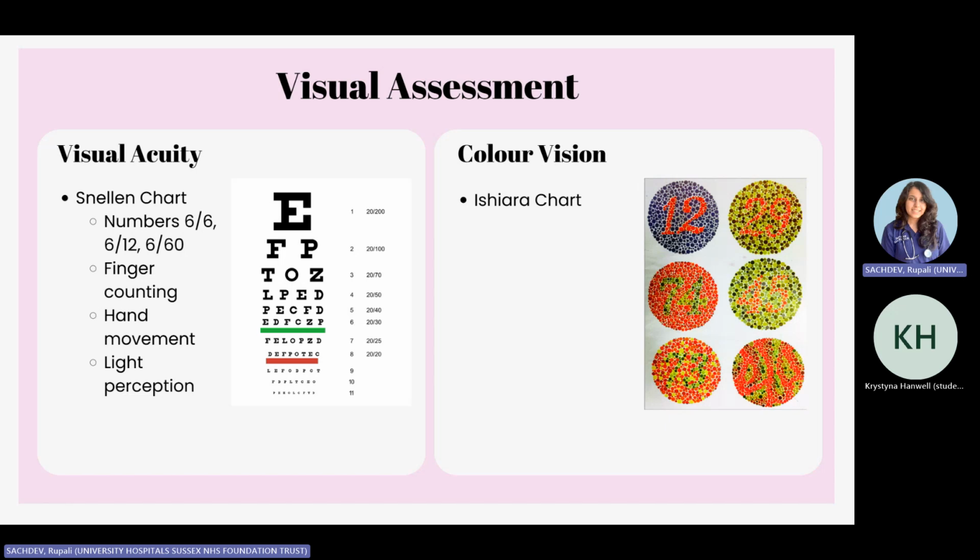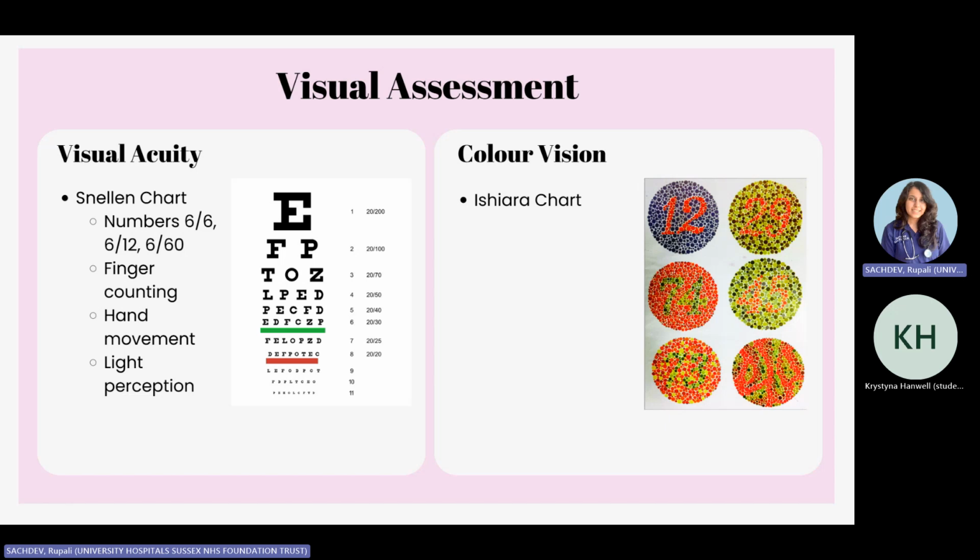So 6 by 6 is basically the numerator, the number on top is what the patient's vision is like. So what the patient can see at 6 meters is what a normal person would be able to see at 12 meters or 60 meters. So it basically gives you an assessment of how poor their vision is compared to a normal person. If they can't read the Snellen's chart at all, you move on to finger counting. If they can't do that, you go on to hand movement. If they can't do that, you do light perception.